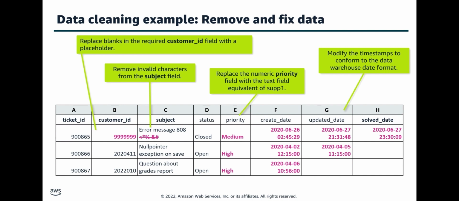The final cleaning step for this example is to validate and modify data types. In the example, the data engineer modifies the numeric priority values such as 1, 2, and 3 to match the text values in the other ticket system. The engineer maps 1 to high, 2 to medium, and 3 to low. They also modify the date fields to match the timestamp format that the data warehouse uses.